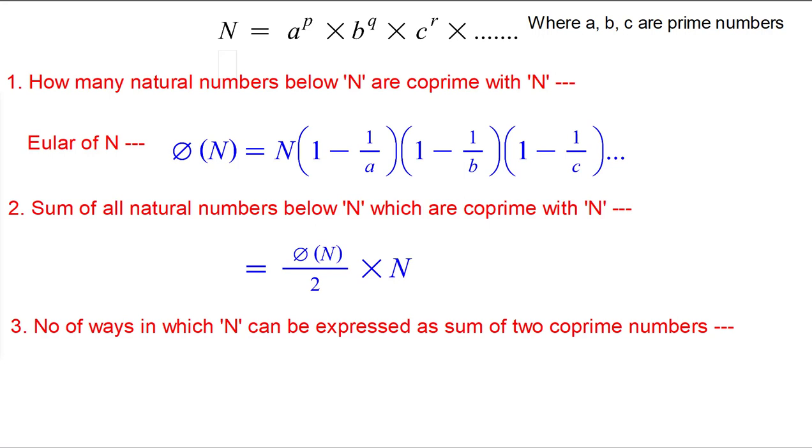Okay everyone, so let's generalize this concept. Over here the problem statement is: the number of ways in which n can be expressed as sum of two coprime numbers.